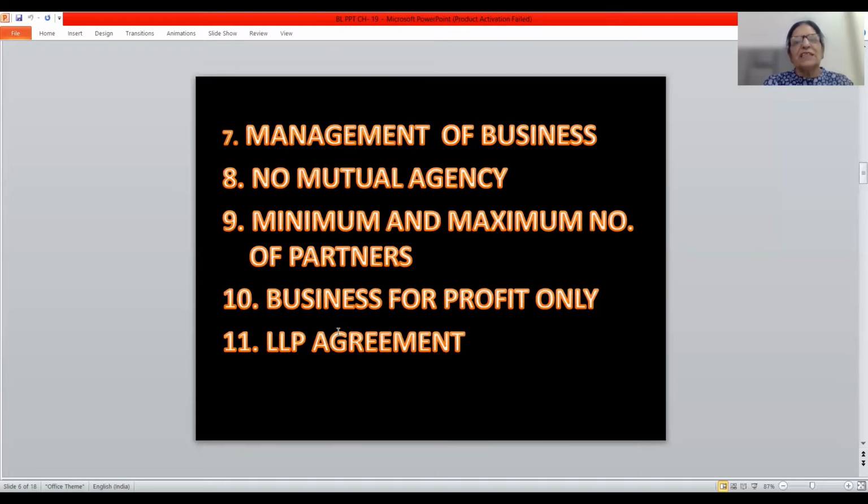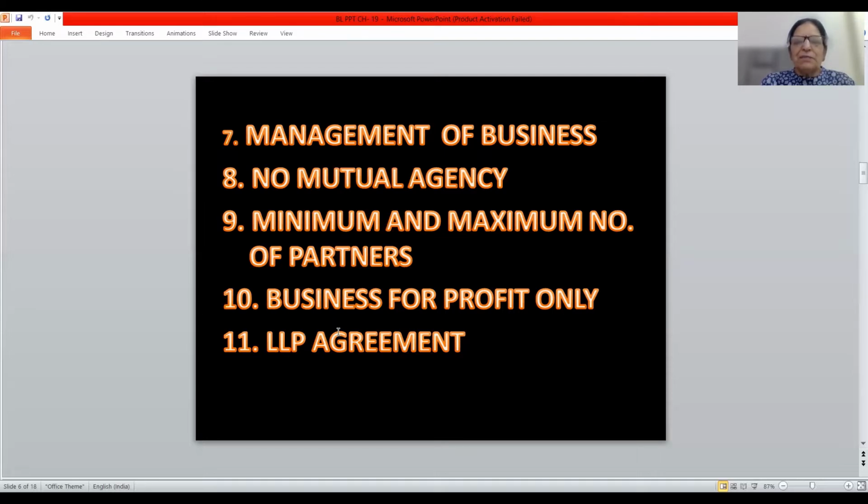Management of business. The business of the LLP has to be managed by the partners, normal partners or designated partners. No mutual agency. In an LLP, every partner is the agent of the LLP alone, but no partner can bind others with his own acts. There is no mutual agency element in case of LLP, which is there in case of partnership.